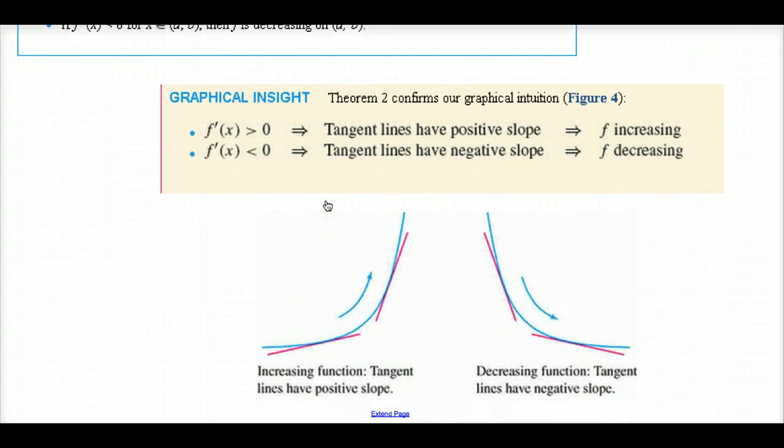And then down here we have some pictures to show what we just read in Theorem 2. Again, this graphical insight shows that if the derivative is positive, so these pink lines are the derivatives, and they all have a positive slope, the function here is increasing. And then the second bullet point here, if the derivative is negative, like in these lines over here, these pink lines have a negative slope. They're tangent to the graph, and the graph is decreasing.